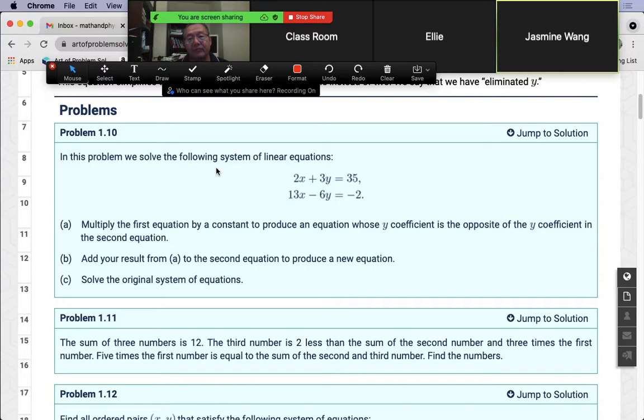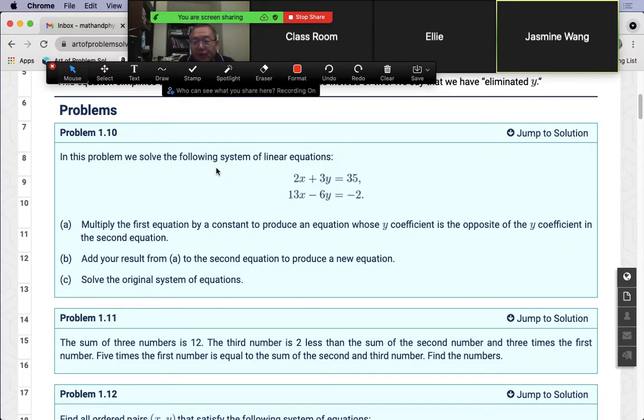In this problem, we solve the following system of linear equations. 2x plus 3y is equal to 35. 13x minus 6y is equal to negative 2. A. Multiply the first equation by a constant to produce an equation whose y coefficient is the opposite of the y coefficient in the second equation. B. Add your result from A to the second equation to produce a new equation. C. Solve the original system of equations.